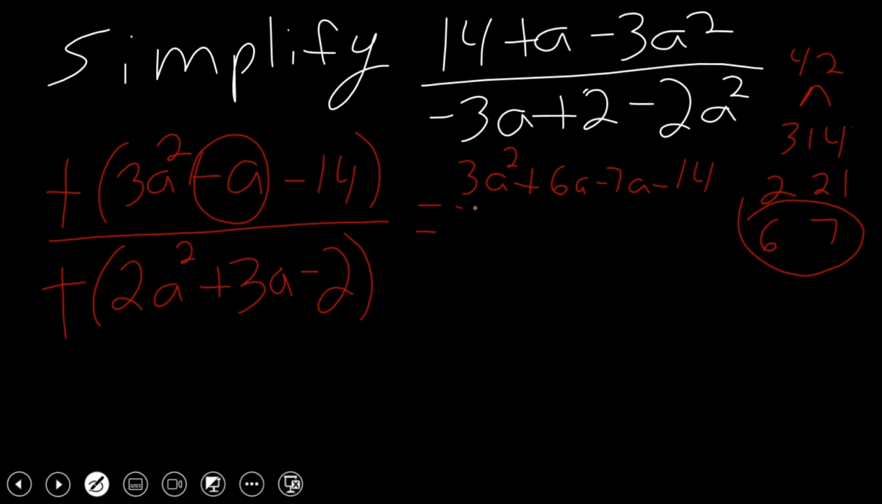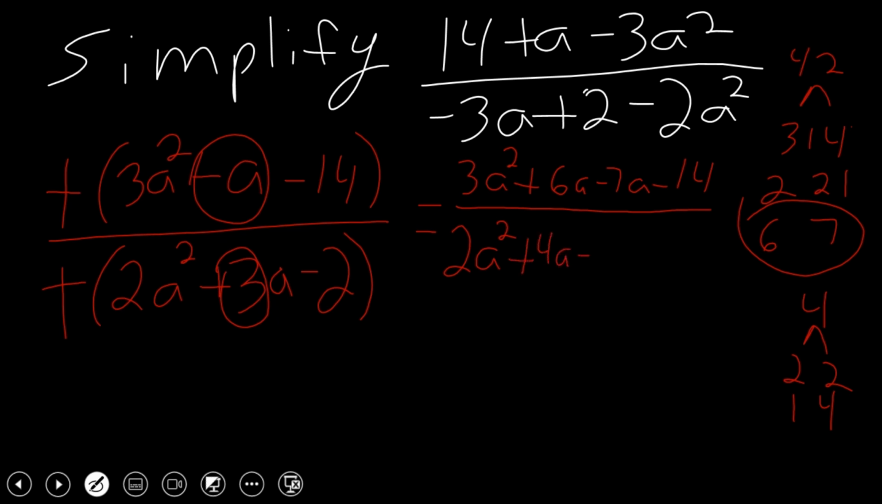Okay, and then for the bottom one, we're going to have 2 and 2 is 4. Okay, so we have 2 and 2 and 1 and 4. And 4 minus 1 will give us our 3. It doesn't matter which one goes in what spot first. Okay, so we're going to do 2a squared plus 4a minus 1a minus 2.